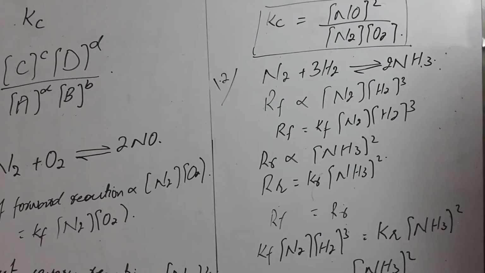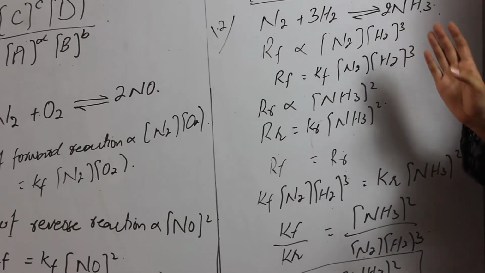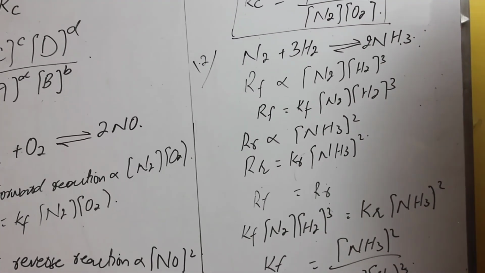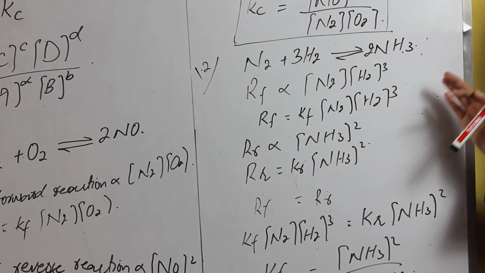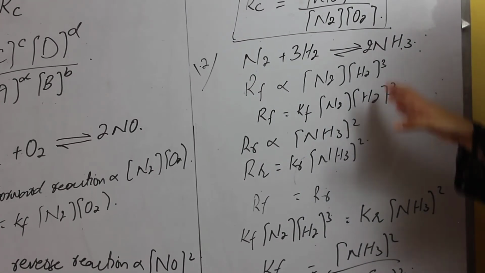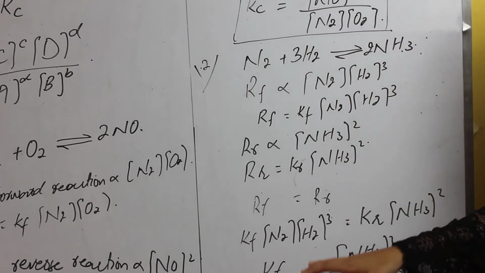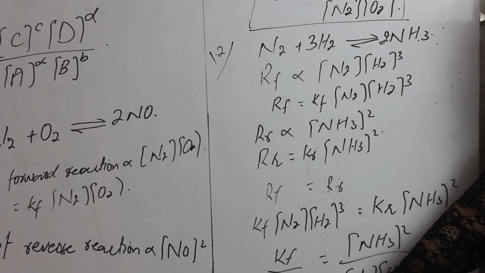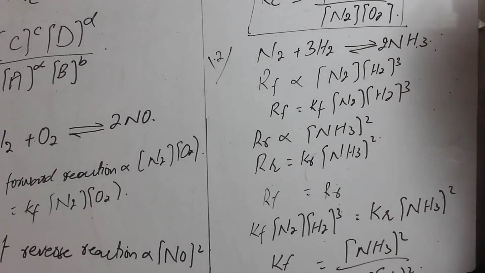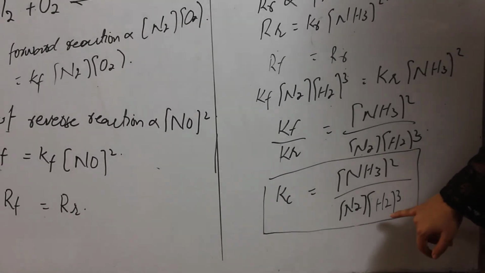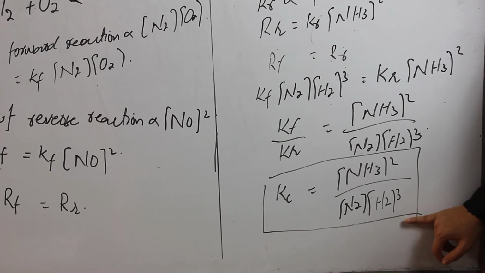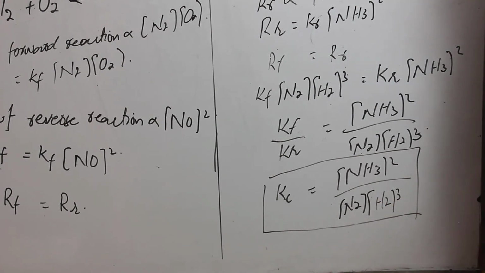The next example is when nitrogen reacts with hydrogen to form ammonia. 1 mole of nitrogen reacts with 3 moles of hydrogen gas and forms 2 moles of ammonia. First we calculate the rate of the forward reaction, then the rate of the reverse reaction, and at the equilibrium condition we put the values of the forward and the reverse reaction. Calculating the equilibrium constant, Kc is equal to ammonia with 2 moles, divided by nitrogen with only 1 mole and hydrogen with 3 moles, which is why the coefficient 3 is put on the active mass of the reactant.